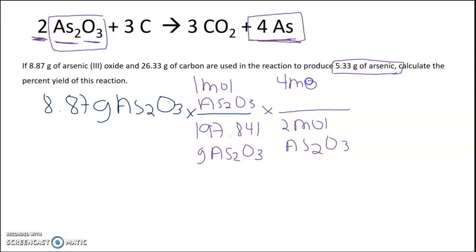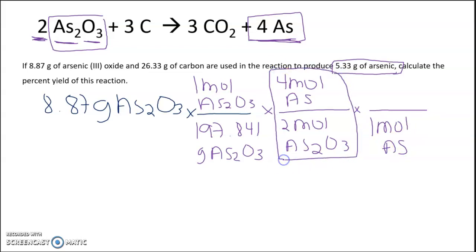So 4 moles As. And then we can solve for grams because we're going to need grams of arsenic to do our percent yield. So anytime it's grams, you go to the periodic table, but it is always 1 mole. The only time you use coefficients from the equation is in your mole ratio, which is that step that I just boxed. Otherwise, it's always 1 mole. And the molar mass of arsenic is 74.922 grams.